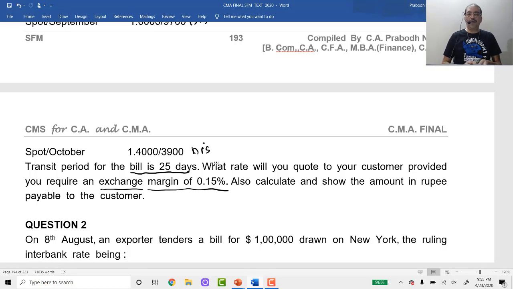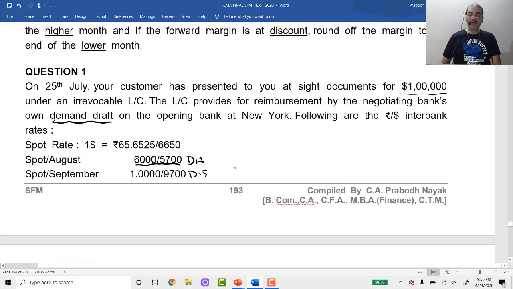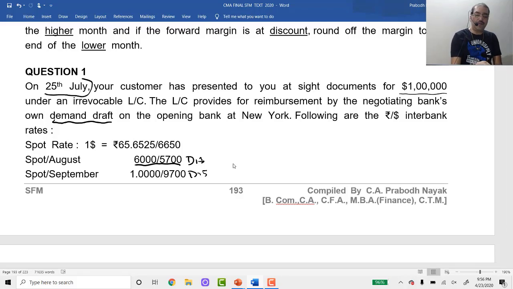Okay, so now let us see how to solve this problem. First of all, sight documents under an irrevocable LC are provided on what date, that we have to see. 25th of July. Date is important. Transit period is 25 days and the dollar is at discount. Sight documents provided on 25th of July. Transit period is 25 days. That means you have to ensure that the 25 days calculation is done. So from 25th of July, July has got 31 days. 31 minus 24, 7, and 18 days of August. That means it is going to be somewhere in the month of August.